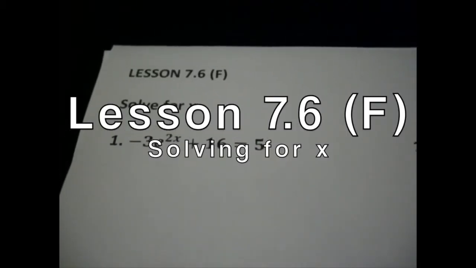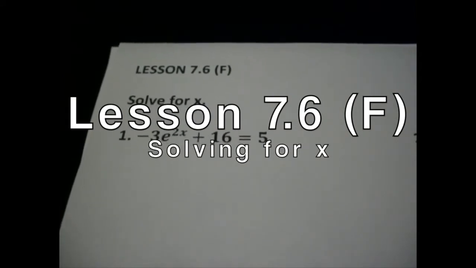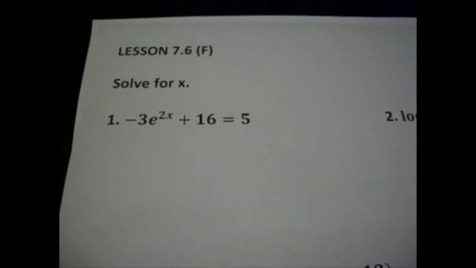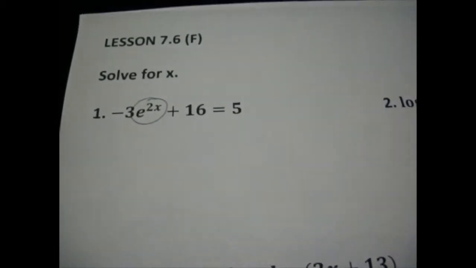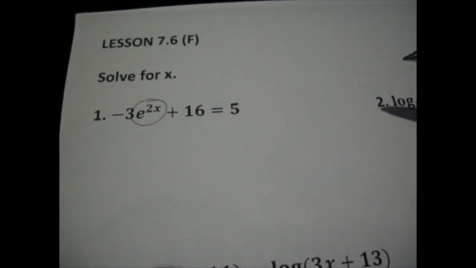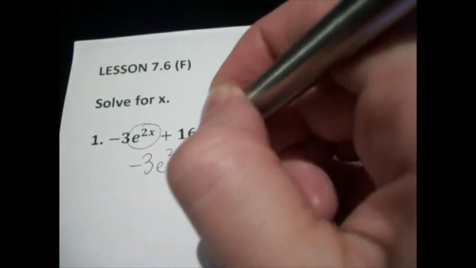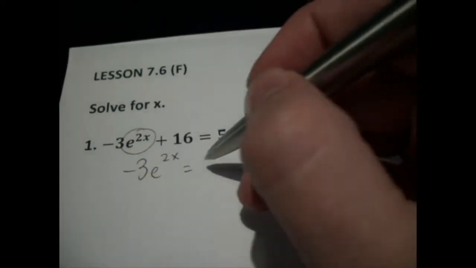Okay, and last but not least, the end of 7.6. We've got just a bunch of equations solving for x. We want to isolate that. So this should actually be pretty easy. The first thing I'm going to do is subtract 16 on both sides. So 5 minus 16 is negative 11.